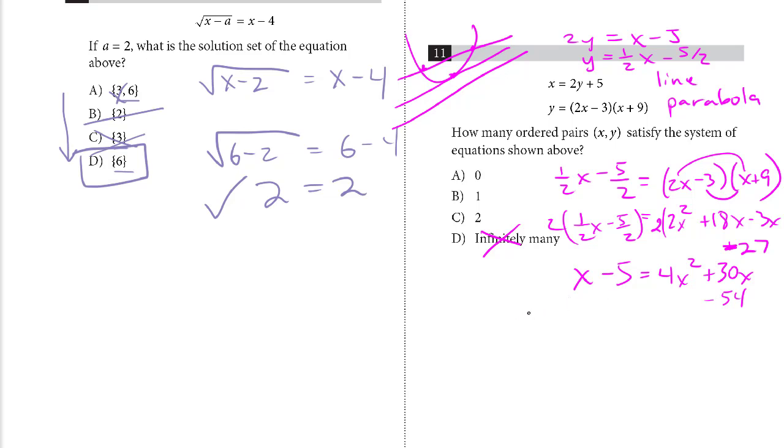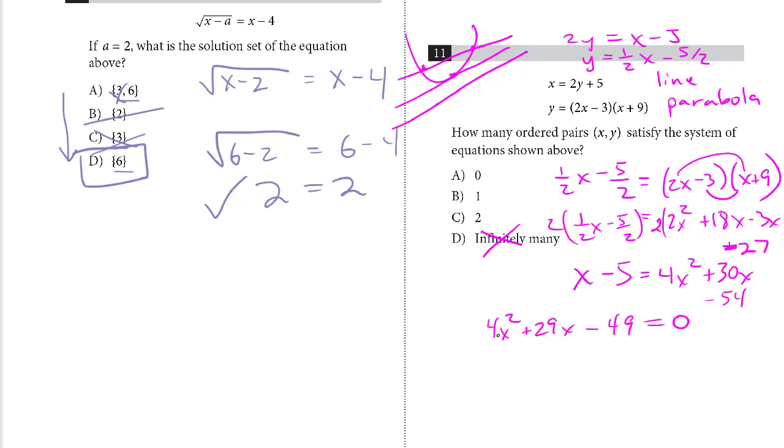Well, I would subtract x from both sides. I'll get 4x squared plus 30x minus x is 29x. Add 5 to both sides. That would be minus 49 equals 0.